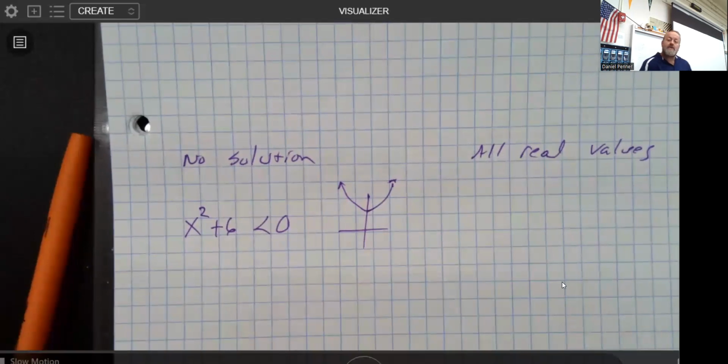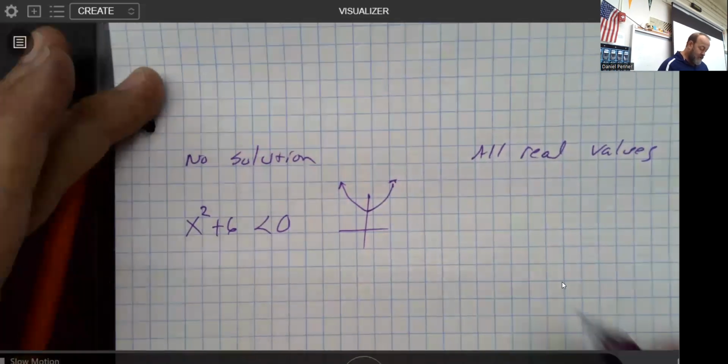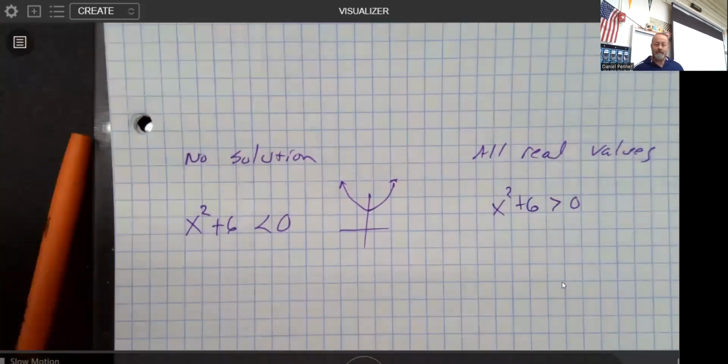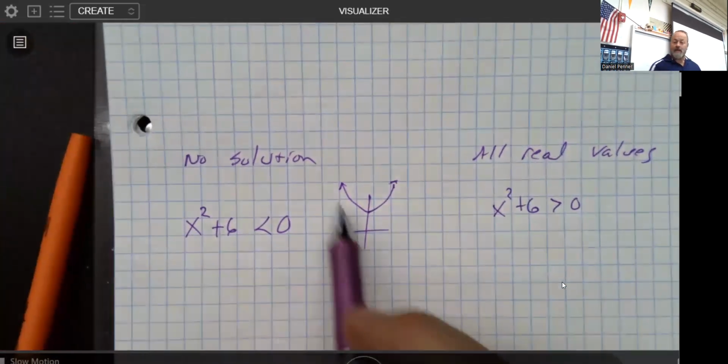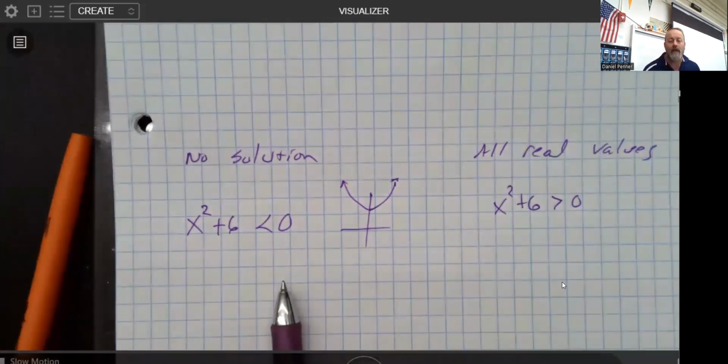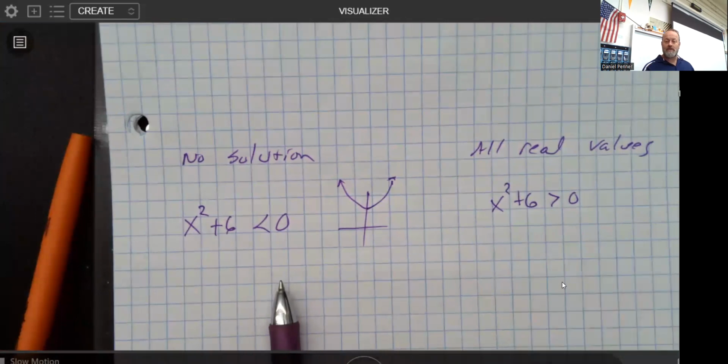But in the same case, if I said all real numbers, that would be like when x squared plus 6 is greater than 0. Because if you look at the graph, x squared plus 6 is always some positive value. If I square something and add 6, there's no way I can fail to just get a positive answer.